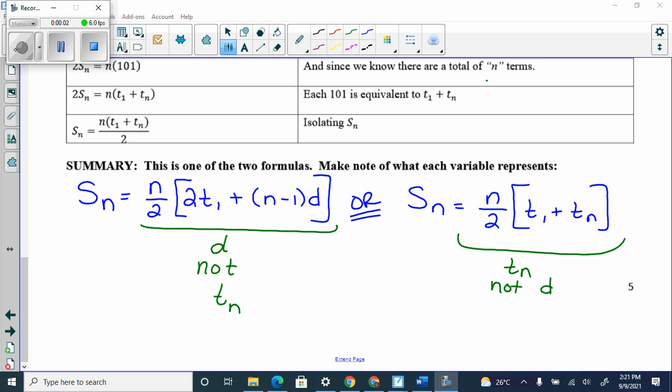Arithmetic series is when they have a common difference and you add them. There are two formulas. The only difference in the first one is it has D, not Tn. The difference in the second one, it has Tn, not D. Both of them have n and T1. That's non-negotiable.